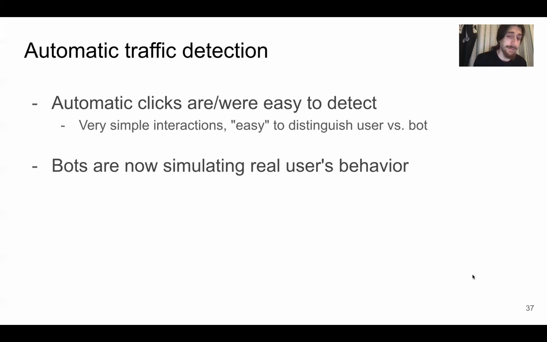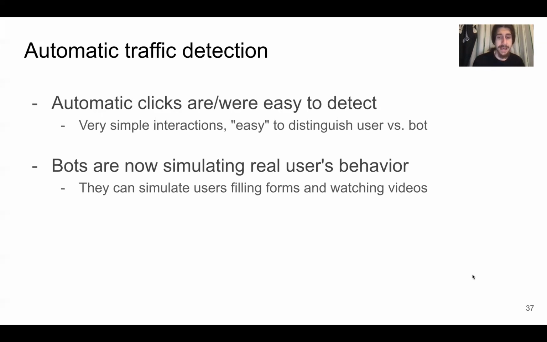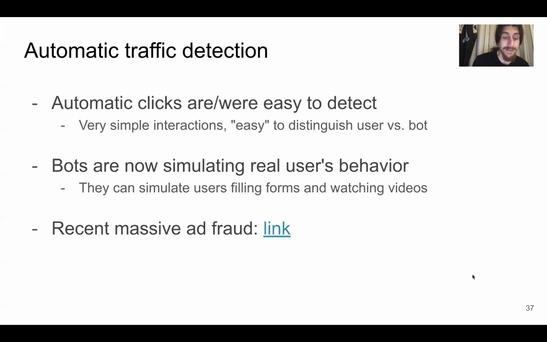But with time passing, bots got more evolved. And so now you have bots that are able to simulate the real user's behavior. They really can simulate users filling forms and watching videos and so forth. And again, there are several links of recent massive advertising frauds. Here there is one link, but there are many around. In this case, there were millions of users infected and tracked. So it could be really large scale, and this could be a lot of money.